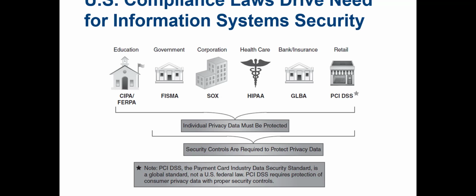Let's look at some of the U.S. laws related to information security. The first one we start with on the slide is the CIPA/FERPA. Let's start with CIPA. CIPA stands for Children's Internet Protection Act, and it was passed in 2000 and updated in 2011. CIPA requires public schools and public libraries to use an internet safety policy. The policy has to address certain criteria, and you can find that in your textbook on page 13.